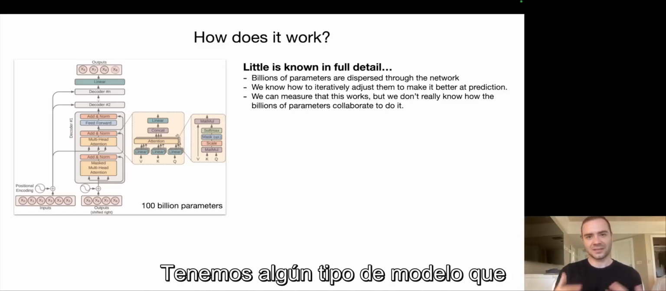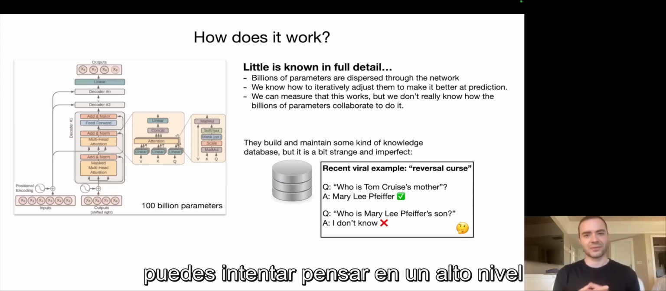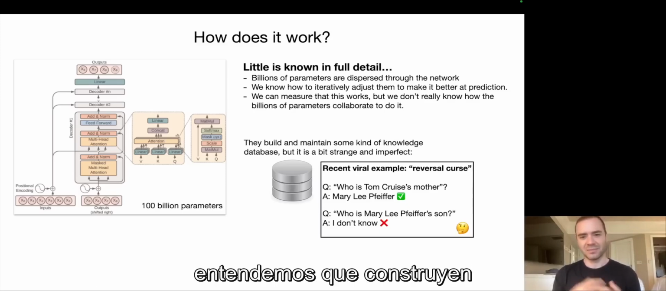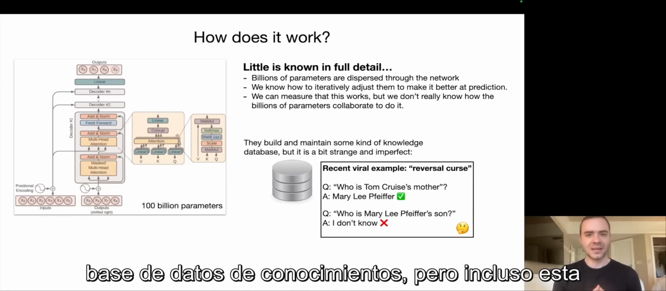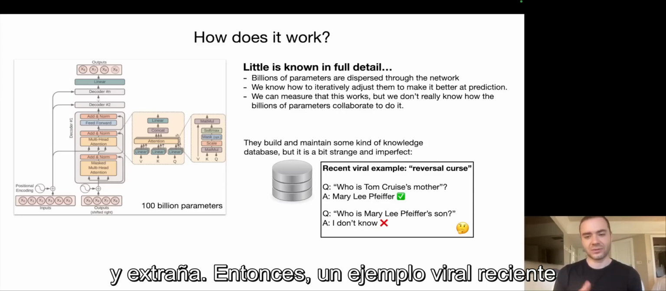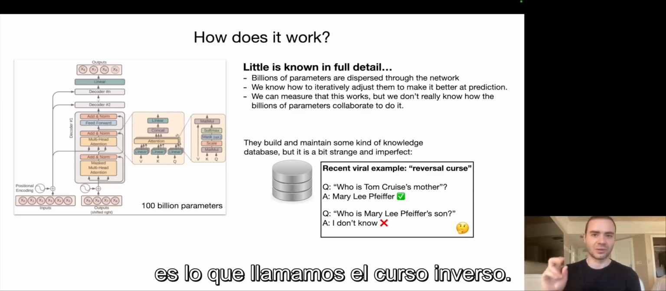We have some kind of models that you can try to think through on a high level for what the network might be doing. So we kind of understand that they build and maintain some kind of a knowledge database, but even this knowledge database is very strange and imperfect and weird. So a recent viral example is what we call the reversal curse.